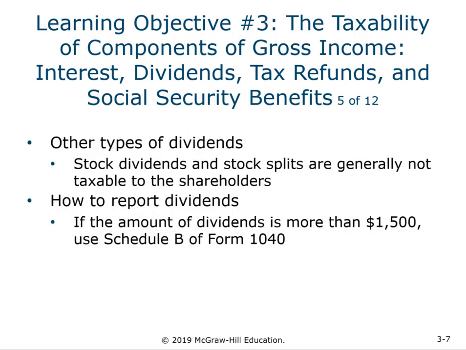Okay. Some other things that might come up. Stock dividends and stock splits are generally not taxable. You don't get any cash, you only get more stock. And the courts have ruled that that is not income. Like interest, dividends are reported on Schedule B if they're over $1,500. If they're under, you can just put them directly on the 1040.